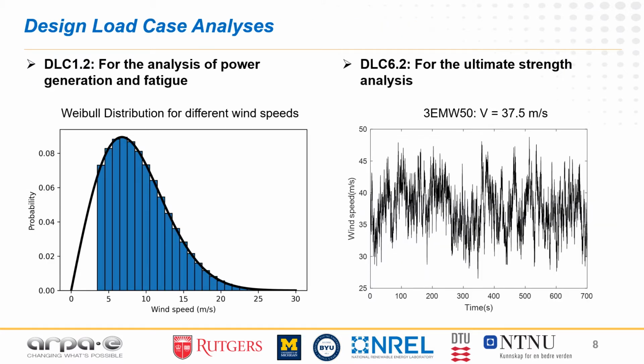For the optimization, we evaluated the annual energy production using design load case 1.2. 22 bins are defined for different mean wind speeds, with their probability fitted using a Weibull distribution as shown on the left. The damage equivalent loads are also evaluated. Design load case 6.2 is also used to evaluate the ultimate strength of turbine structures under a parked condition.